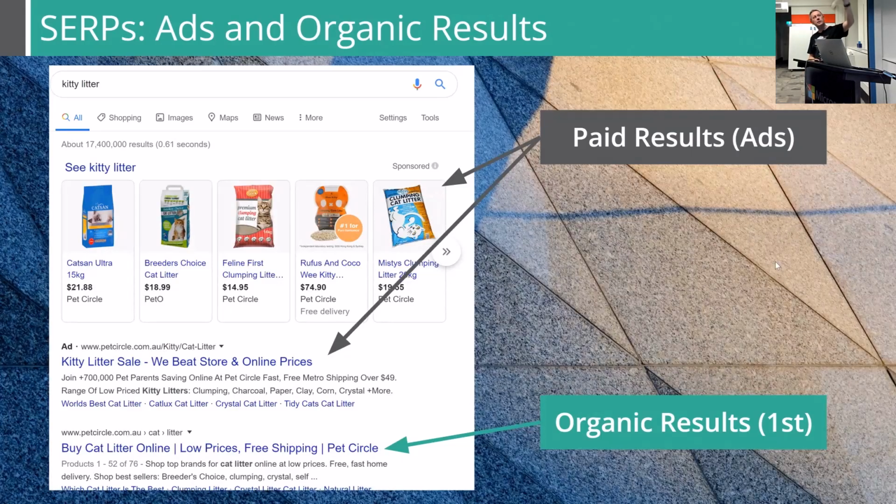So this is a typical search result. I've typed in kitty litter, and it's coming up at the top with sponsored links. Those are paid ads. We can't do anything about that. And there's one or more paid ads down below those sponsored links as well. Essentially, they push the organic results, which is the ones that we can manipulate with SEO, down the page.